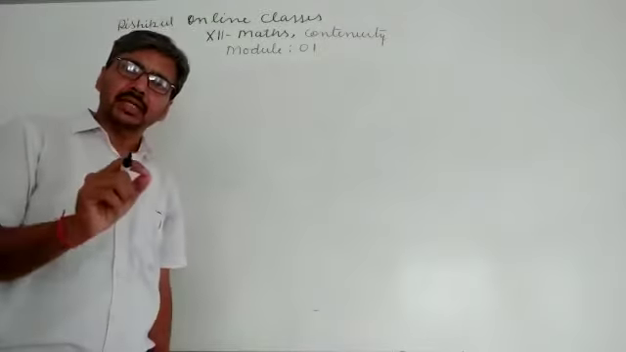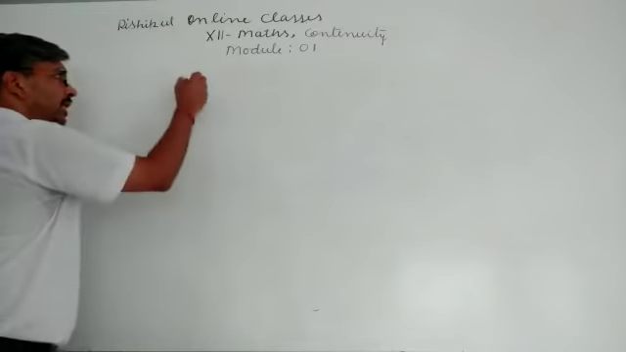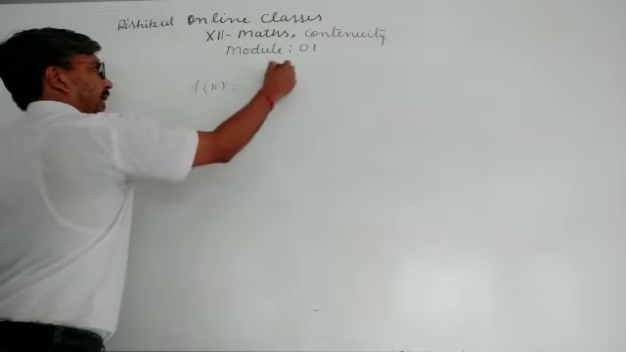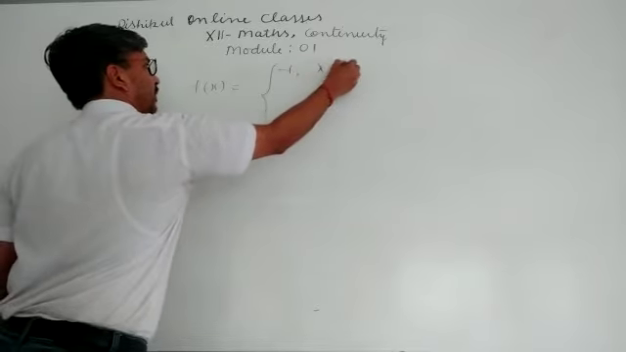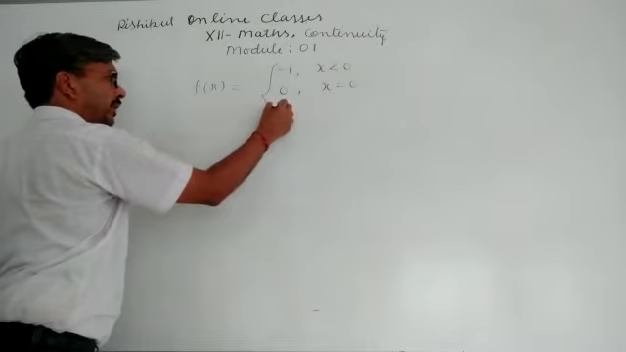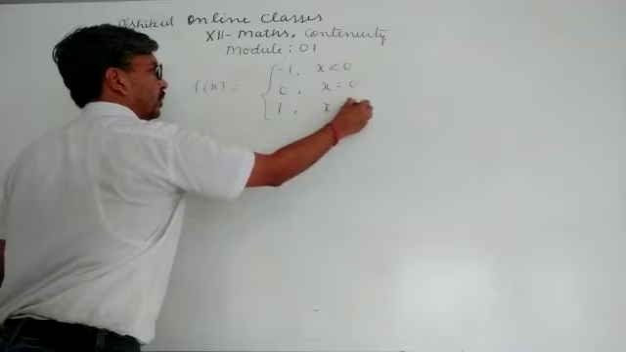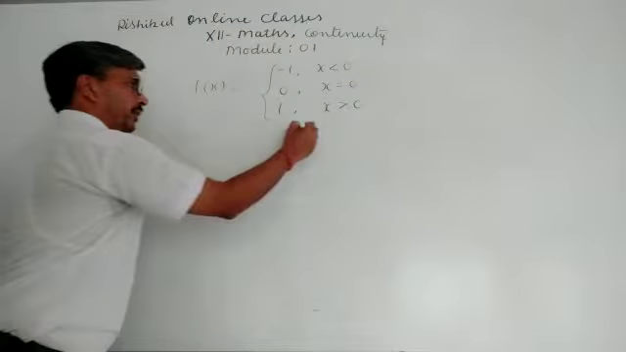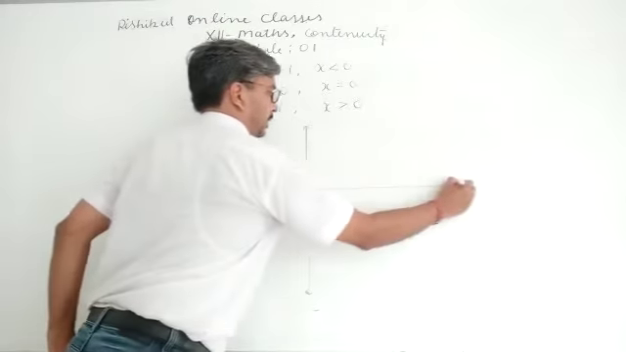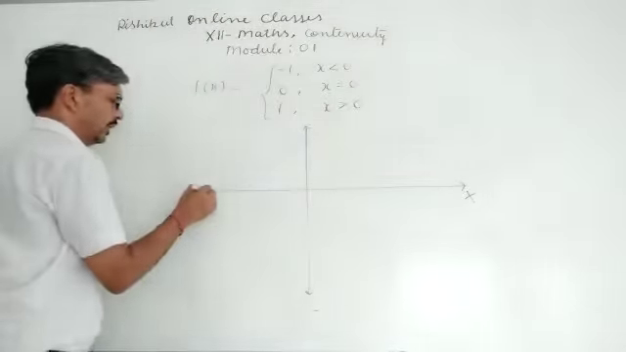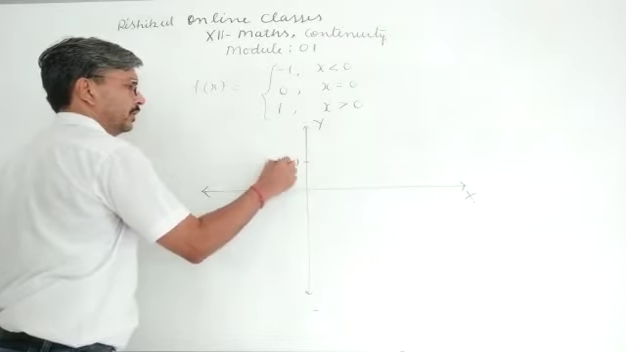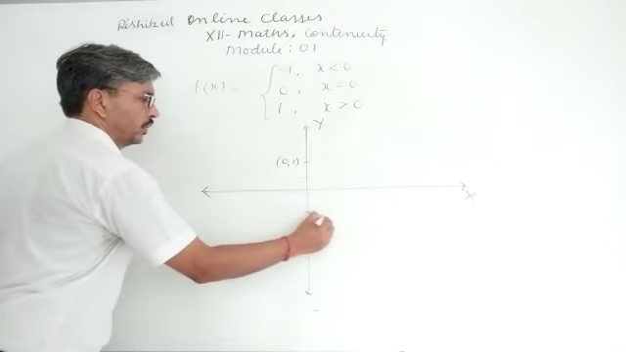We will take one example, one function f(x) equal to -1 when x less than 0, 0 when x equal to 0, and 1 when x greater than 0. If we draw the graph of this function, this is the x-axis and this is the y-axis. This point be (0, 1) and this point be (0, -1).